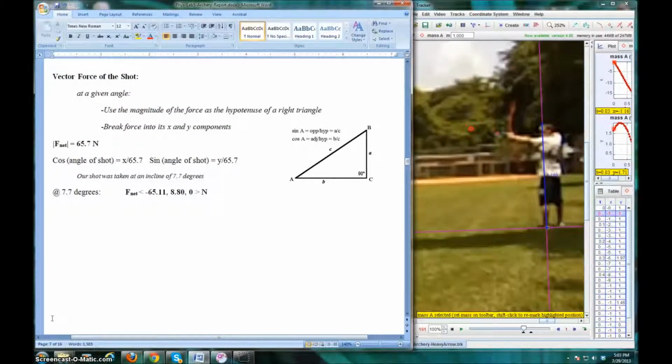To get the vector force of our shot at any given angle, we're going to do a little trigonometry and use the magnitude of the force as the hypotenuse of a right triangle. We break the force into its x and y components by doing this, and you can see the value here.